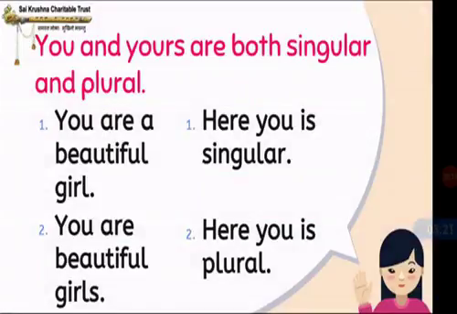So next, you and yours are both singular and plural. You can use both ways. For example, you are a beautiful girl. So here you is singular. We are using you as singular. And for the second example, you are beautiful girls. So here you is plural. Understood? So you can use you and yours as both singular and plural.